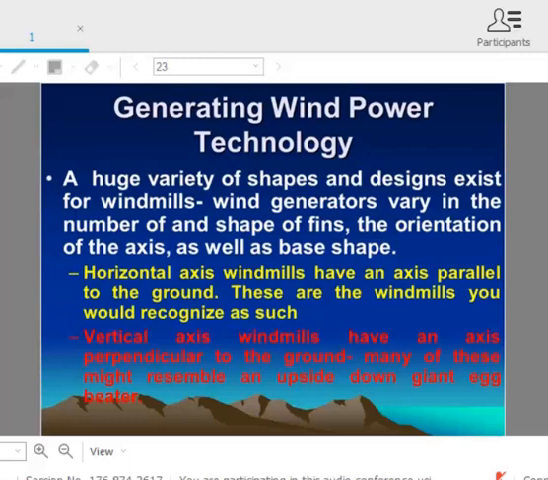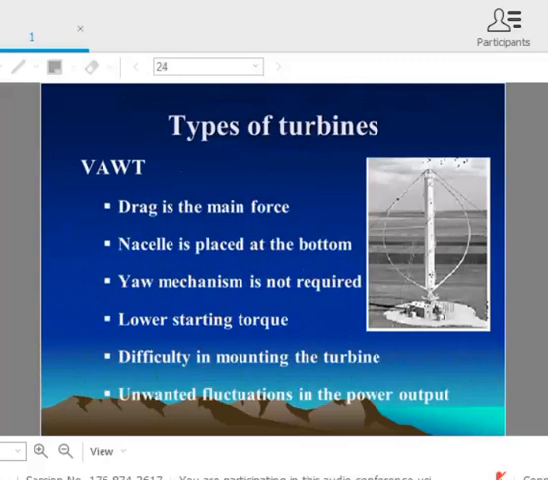Acha. Now, generating wind power technology. So, types of the machines, horizontal and vertical. This is type of vertical. Drag is the main source. Knuckle is placed at the bottom. Your mechanism, lower starting torque, difficulty in moving.